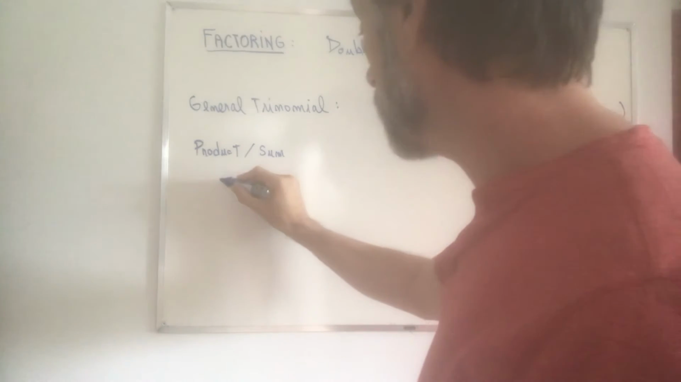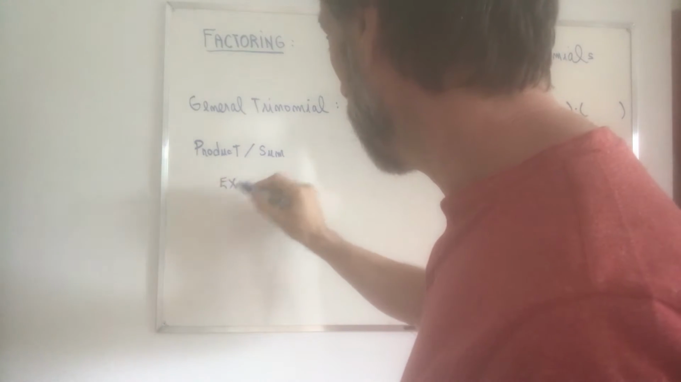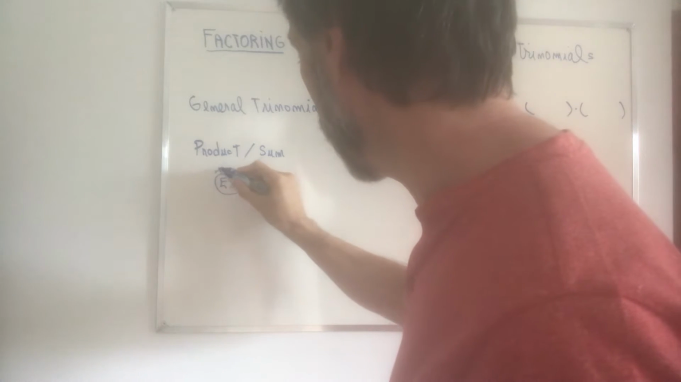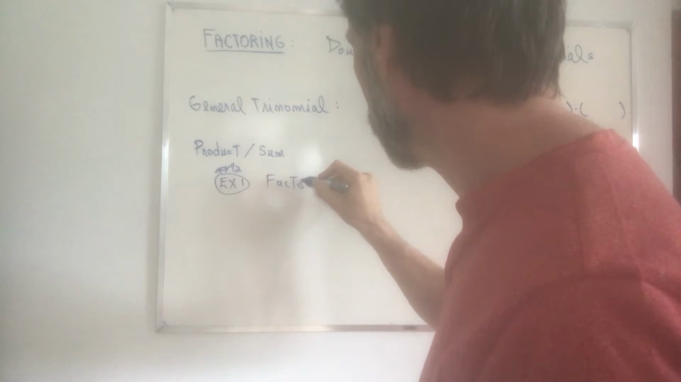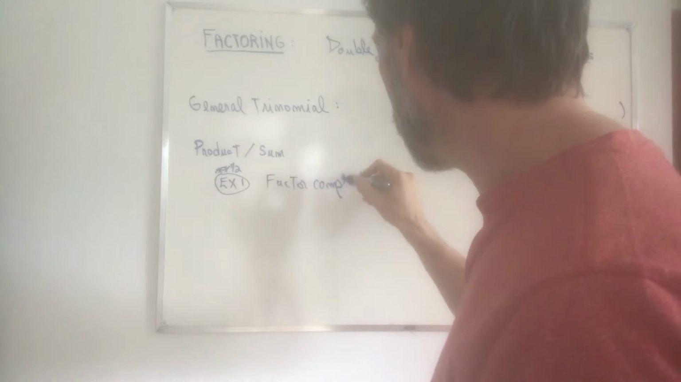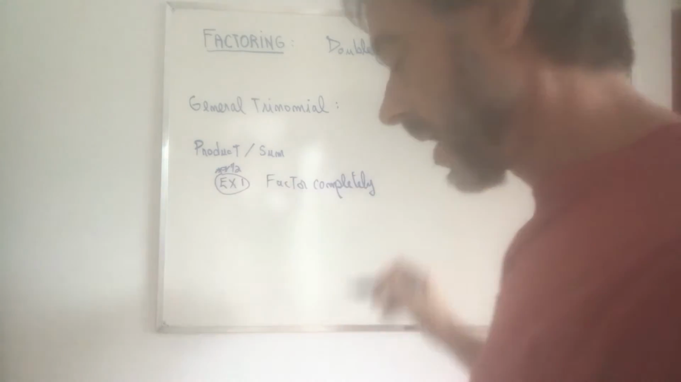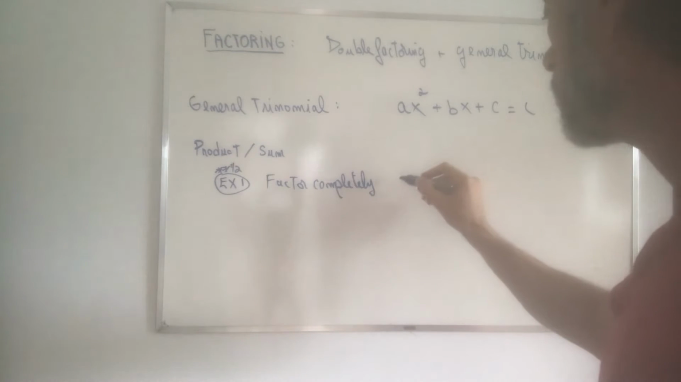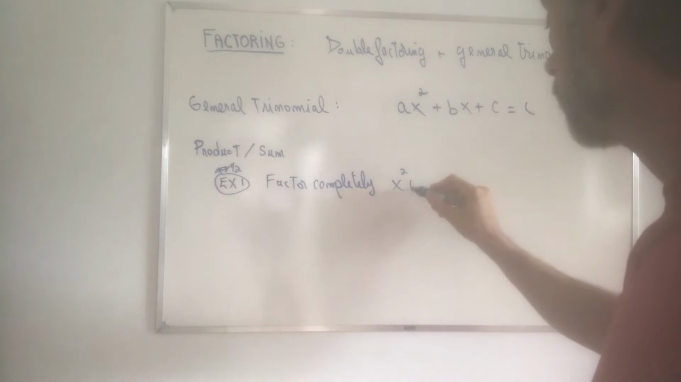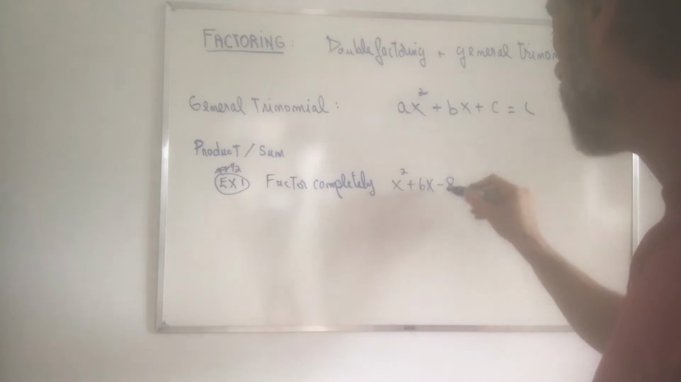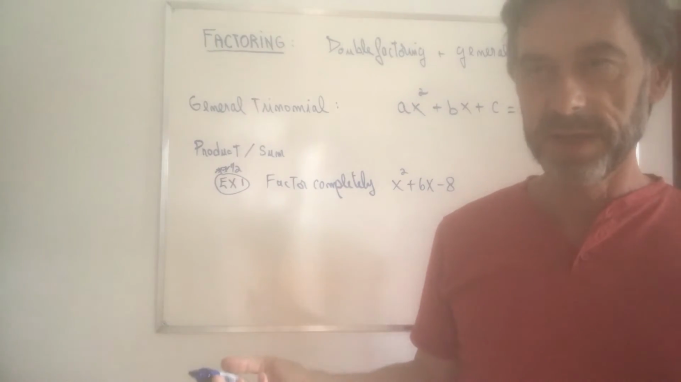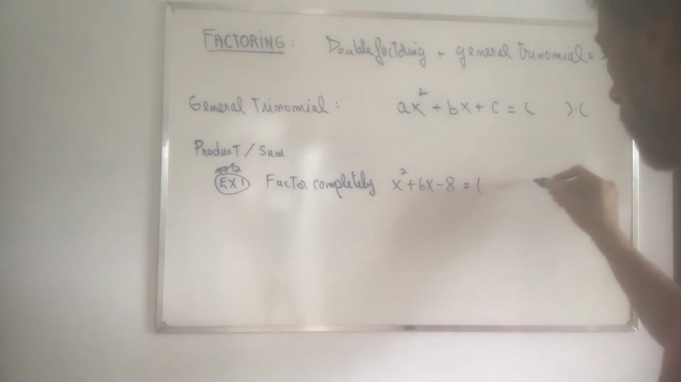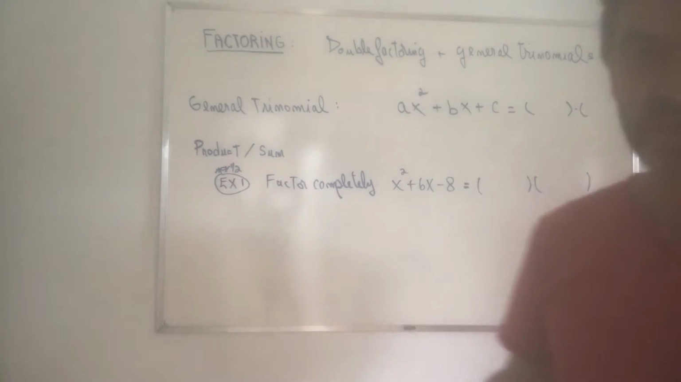For example, let me see here, example 1 for this section, 2.5 again. Factor completely. I have something here that is fairly simple, x squared plus 6x minus 8. Many of us will look at this and say, I don't really need a method to actually factor this. That is, I can do something called trial and error.